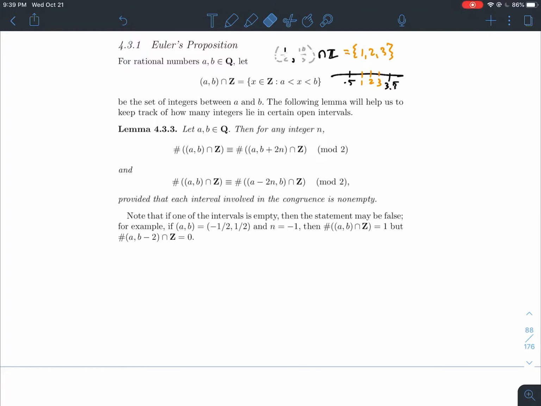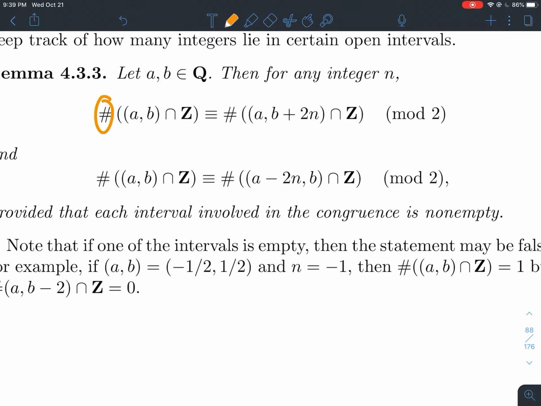Now, what we're about to do is a pretty important lemma that we're going to need for Euler's proposition. And what is this lemma here? Take two rational numbers a and b. Then for any integer n, what's going on? Remember, this notation is the same thing as asking for the cardinality of the following set. If you're coming from the proofs class, you probably didn't use this. You probably just used the bars. We're doing the same thing. Our book just likes to use this hashtag looking thing.